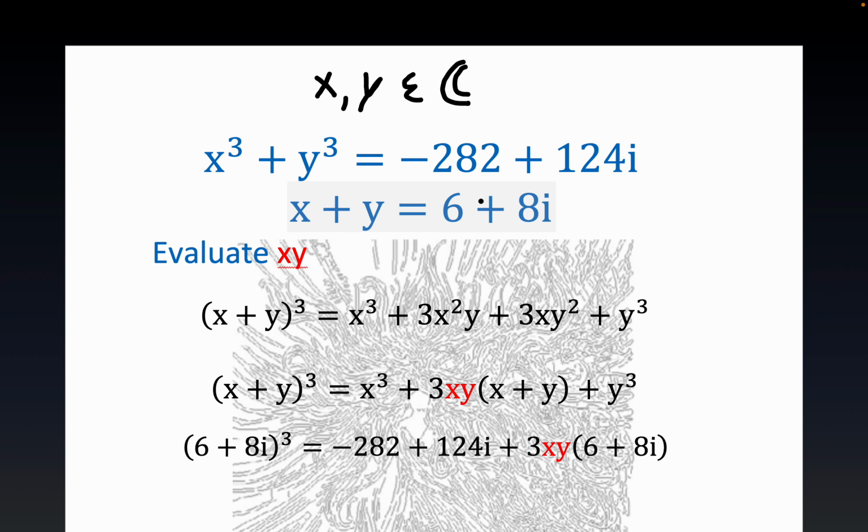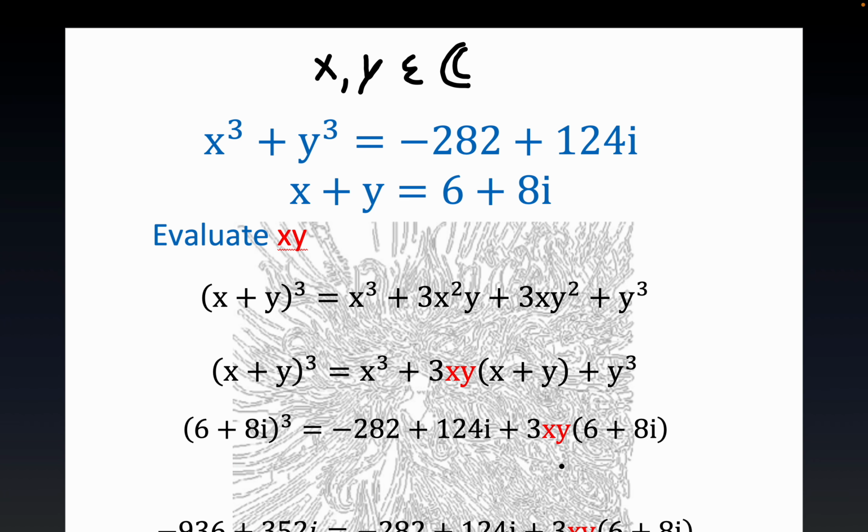x plus y is 6 plus 8i, so you put it right there, okay? And then also x cubed plus y cubed is equal to minus 282 plus 124i, and you put it at the front here, okay? That would be this part, x cubed plus y cubed is here, but you put it out front just for the sake of representing it here. And notice at this point we have one equation, one unknown, okay? This is just one equation and one unknown, and the unknown is just what we're looking for, the product xy, okay?